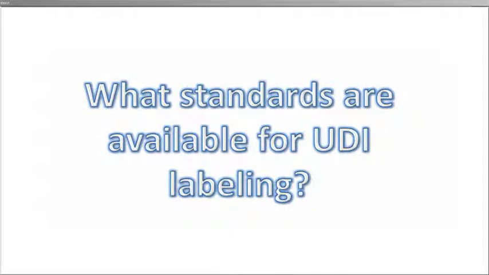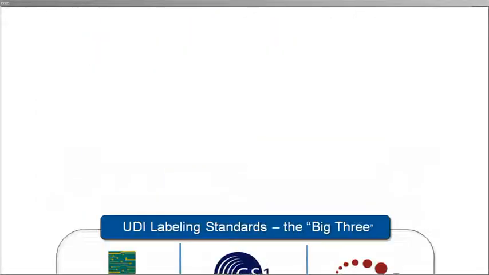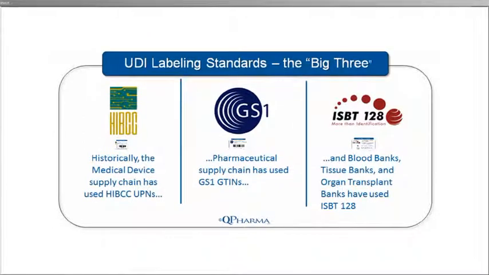Tom, what standards are available for UDI labeling? Well, Bruce, there are three main labeling standards that can be used for the device identifier component of UDIs. In no particular order they are: HIBCC UPNs, or Universal Part Numbers, which have been historically used in medical device supply chains; GS1 GTINs, or Global Trade Item Numbers, which have been widely used in pharmaceutical supply chains but have been expanding into medical devices; and ISBT 128 codes, which are commonly used in the blood and blood product sector as well as in organ transplant labeling.